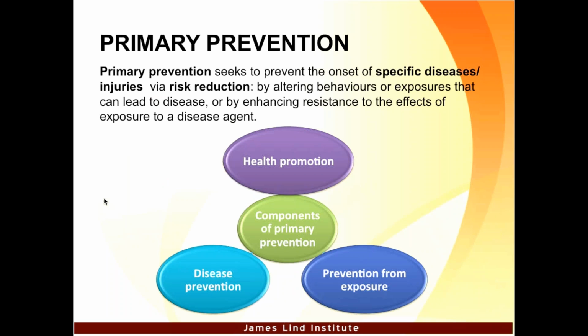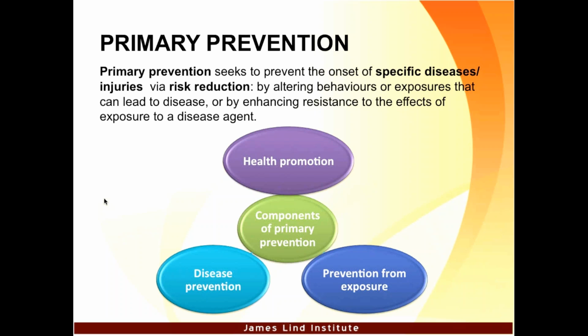Now the risks are already there, so that would be really a failure of primordial prevention. We have risks that are there, and now we're just trying to prevent the person from being exposed to these risks. How do we do this? By altering behaviors or exposures that can lead to disease, or by enhancing resistance to the effects of exposure to a disease agent. So there's several components.